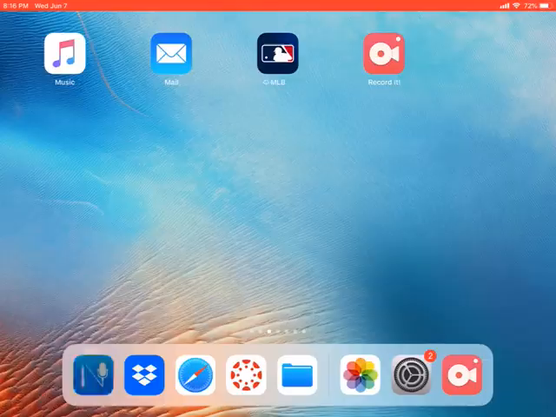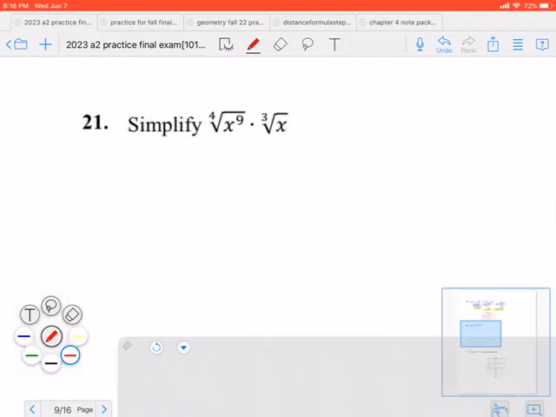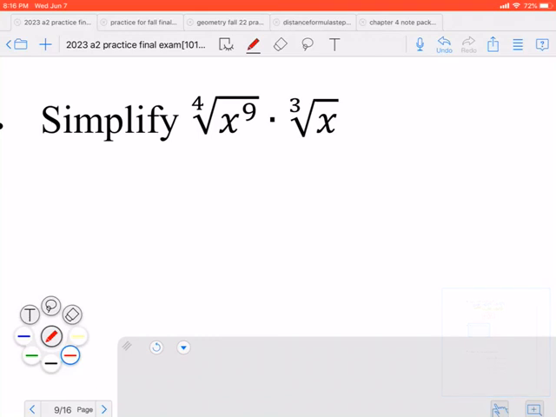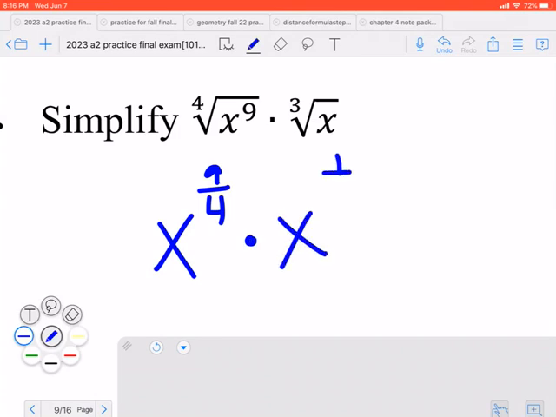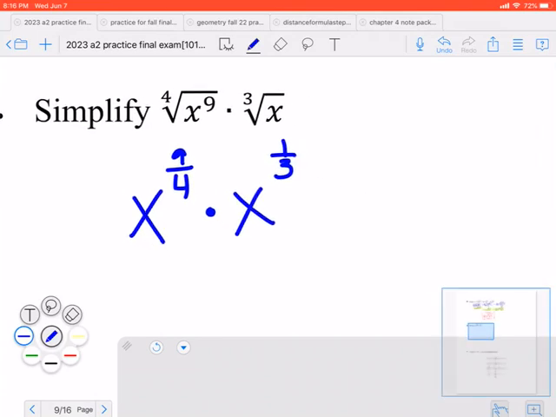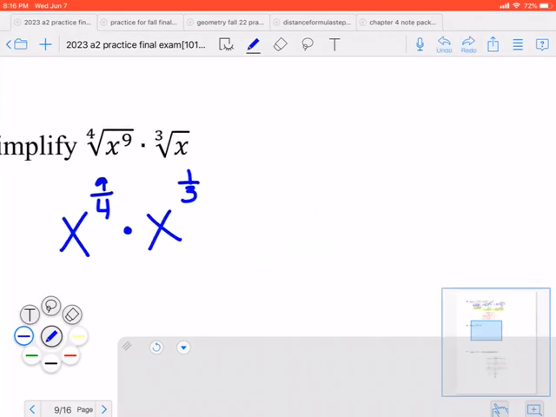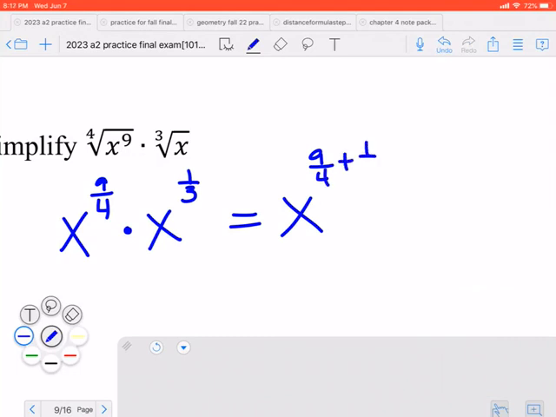All right, part 3. Number 21, multiplying. All right, let's see. We can make these rational exponents, x to the 9/4 times x to the 1/3. Because once we do that, now we can use our exponent rules. Since we're multiplying, we would add our exponents. So this would be equal to x to the 9/4 plus 1/3.